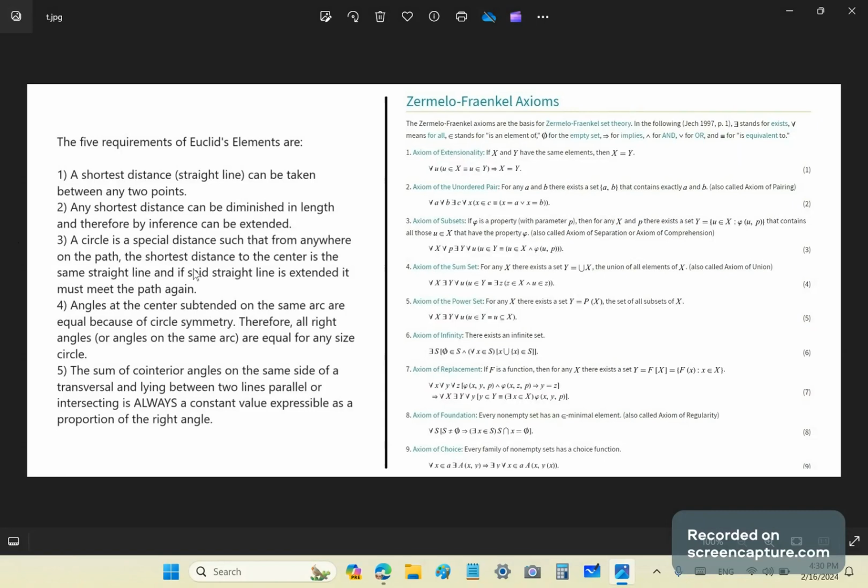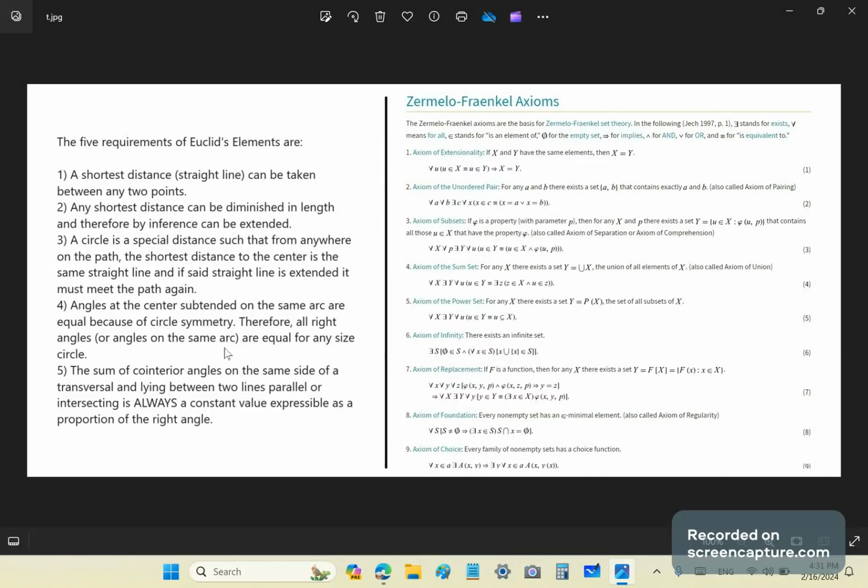Three, a circle is a special distance such that from anywhere on the path, the shortest distance or a straight line to the center is the same straight line or same shortest distance. And if that said straight line is extended, it must meet the path again. Can you see how three uses two and two uses one? You moronic mainstream mathematics professors and lecturers and teachers, you're all incorrigible idiots. Let's see how number four builds on all the previous three. It says angles at the center that are subtended on the same arc are equal because of circle symmetry.